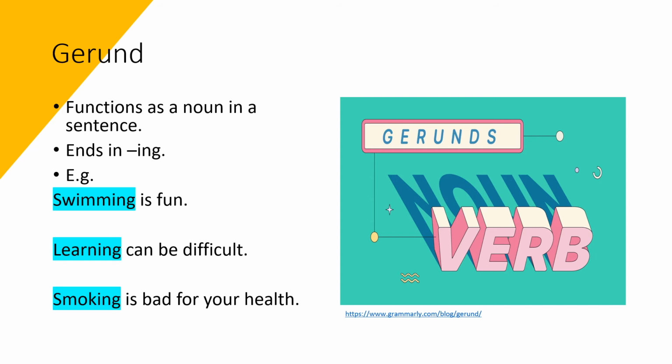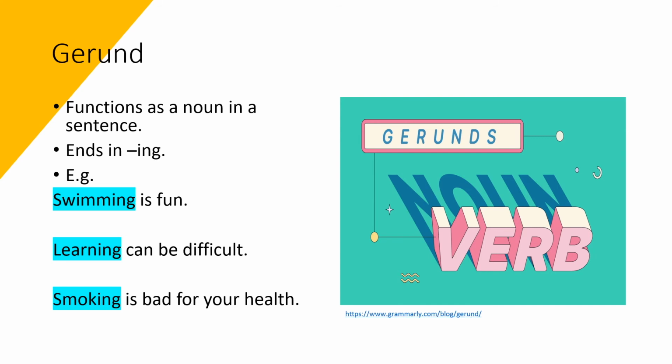Example 1. Swimming is fun. Swimming in this sentence is working as a noun, although it is a verb. It ends in ing. Try removing swimming from the sentence and see if it makes sense. It doesn't, right? So, this means that swimming is a gerund.